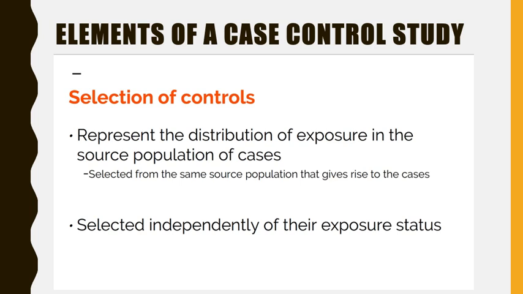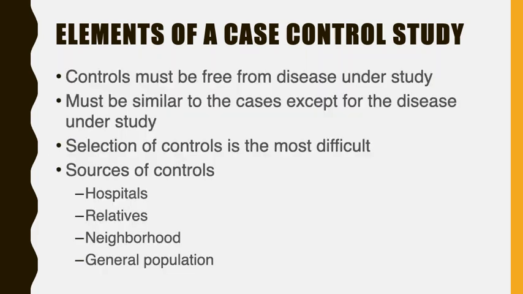Controls are a little different. We have to select these independently of their exposure status. That's not really what we're interested in. So controls have to be free from the disease under the study, and we don't select them based on whether or not they had the exposure of interest.